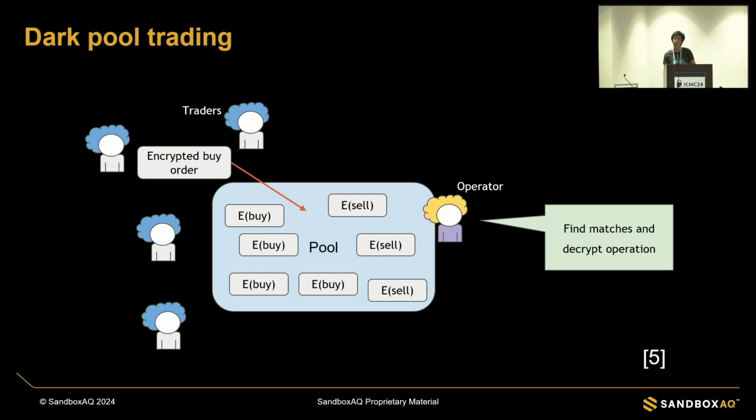Then there is another use case that I found interesting, dark pool trading. Dark pool trading is used mainly by financial institutions to perform large operations, and in order not to influence the market, these operations are sent in encrypted form. So you have a pool of buying and selling orders, and the values are only decrypted when there is a match, not after and not before that. So we use the homomorphic properties to find this match without decrypting first.